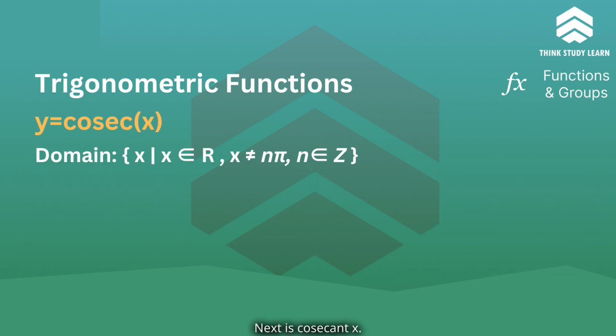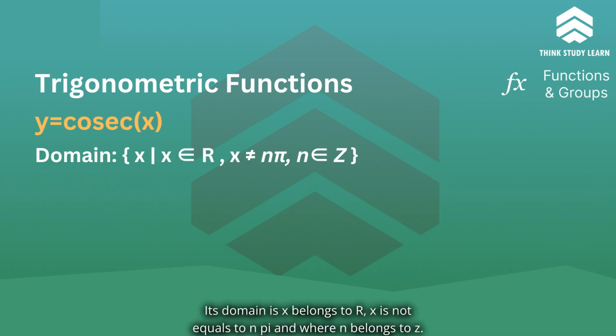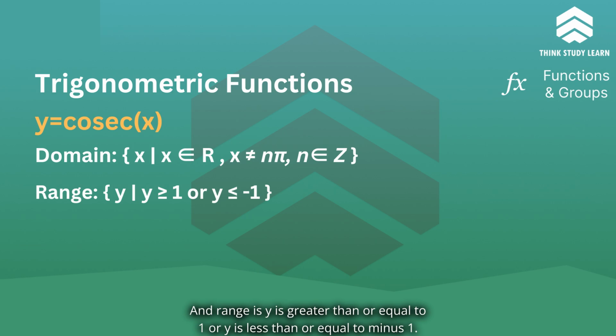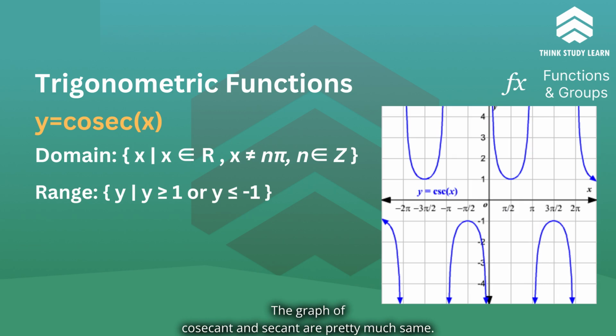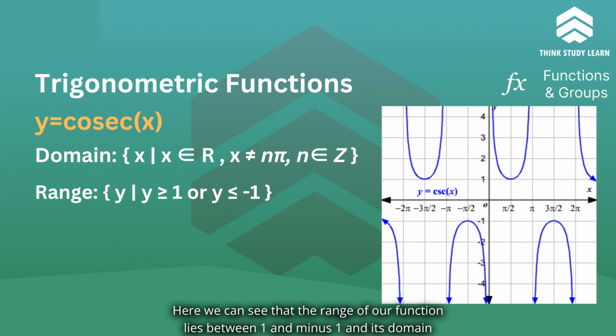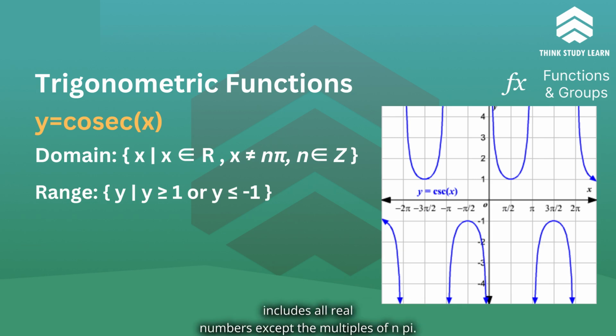Next is cosecant x. Its domain is x belongs to R, x is not equal to n pi, where n belongs to Z. And the range is y greater than or equal to 1 or y less than or equal to minus 1. The graphs of cosecant and secant are pretty much the same. Here we can see that the range of our function lies outside of minus 1 to 1, and its domain includes all real numbers except the multiples of n pi.